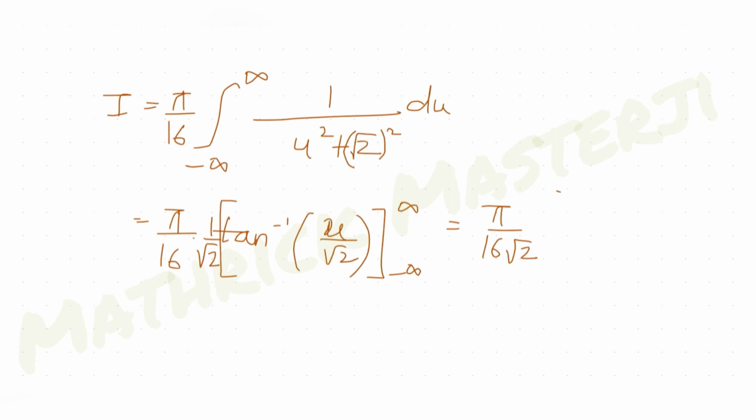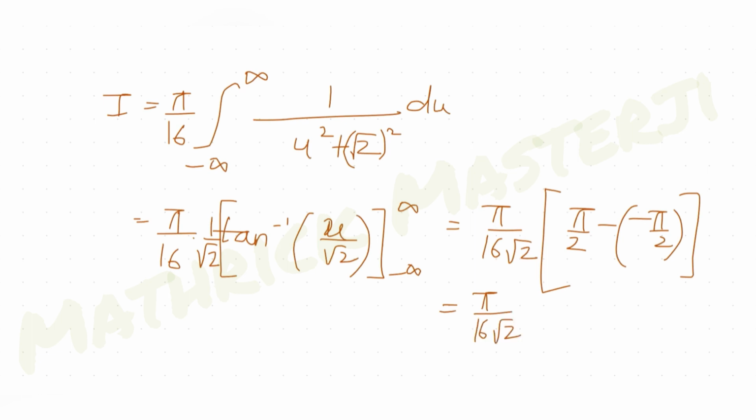I get tan inverse of infinity, which is pi over 2, and tan inverse of minus infinity, which in this case is minus pi over 2. So you get pi over 2 plus pi over 2, which is 2 pi over 2, which is pi. You get here pi over 16 root 2 times pi, so you get pi square over 16 root 2. So the value of I is pi square over 16 root 2.